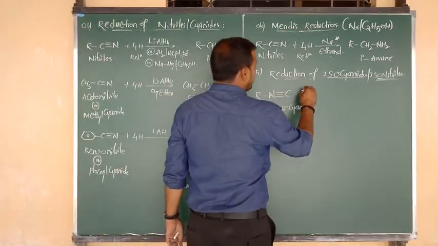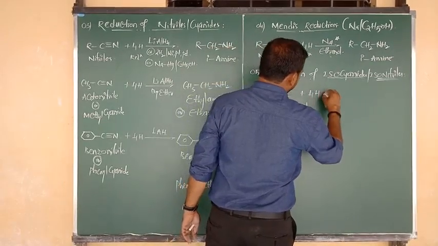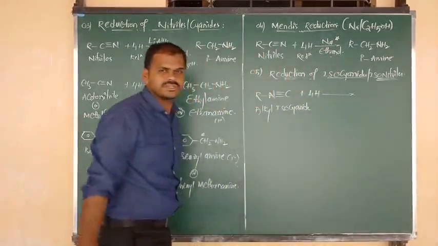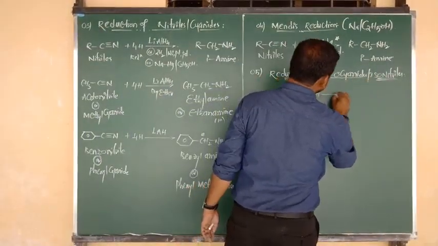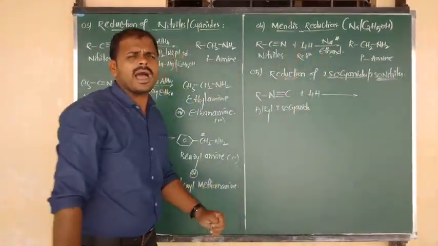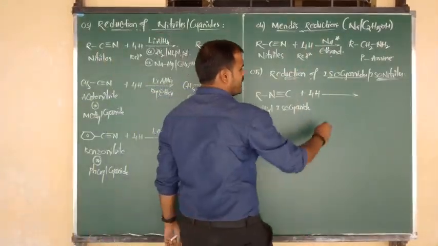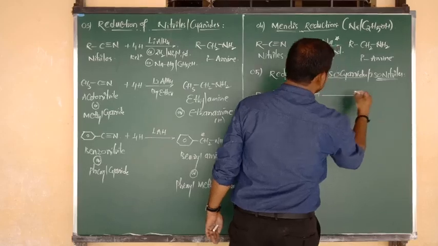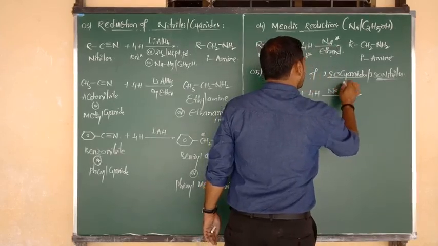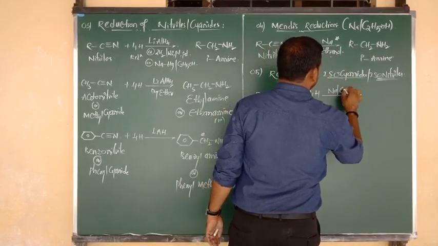Suppose it undergoes the process of reduction. We have to consider 4 moles of hydrogen. So when reduction takes place, again same thing, from the above, any one of the reducing agents we can use. And here I am going to use the same reducing agent, sodium in the presence of ethanol.